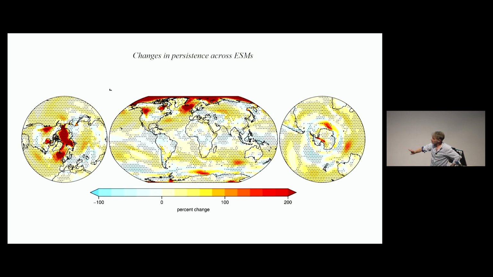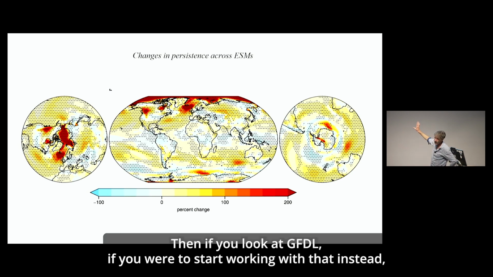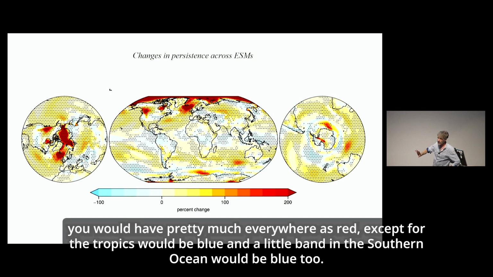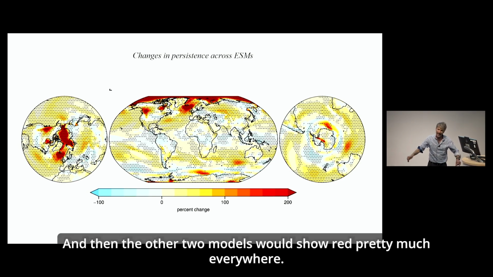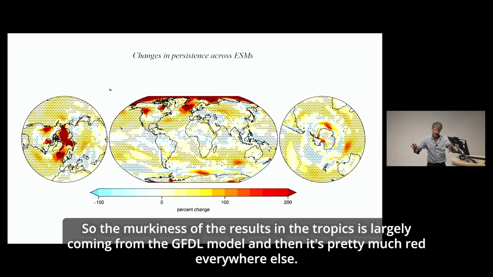Who knows why? Then if you look at GFDL, if you were to start working with that instead, you would have pretty much everywhere red, except for the tropics would be blue. And a little band in the Southern Ocean would be blue too. And then the other two models would show red pretty much everywhere. So the murkiness of the results in the tropics is largely coming from the GFDL model. And then it's pretty much red everywhere else.